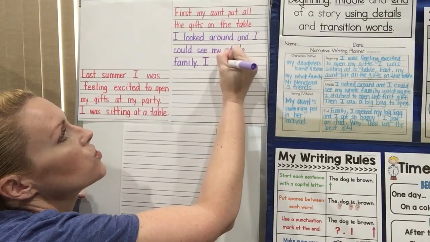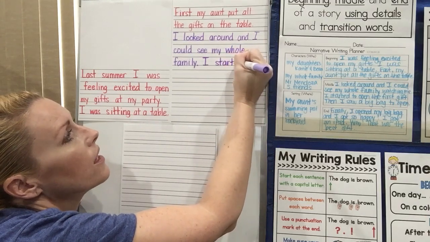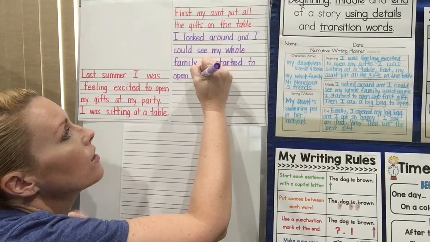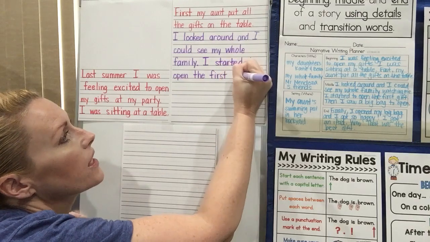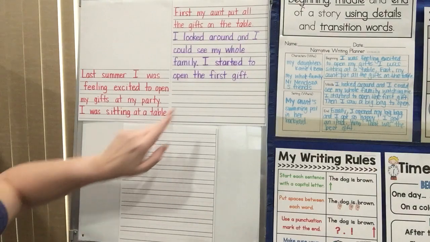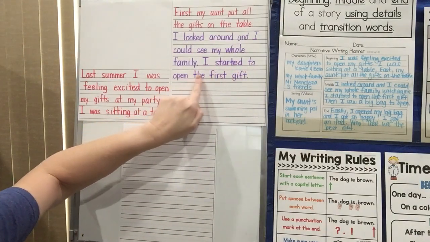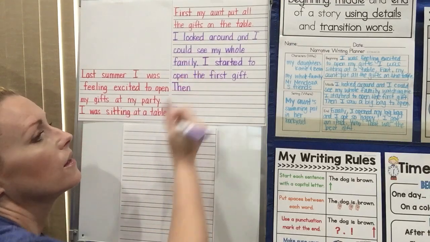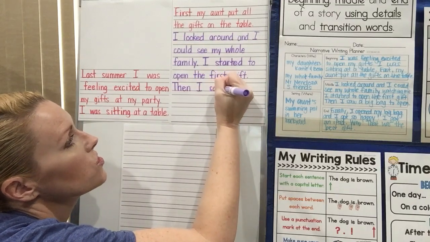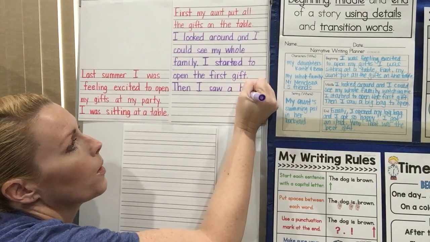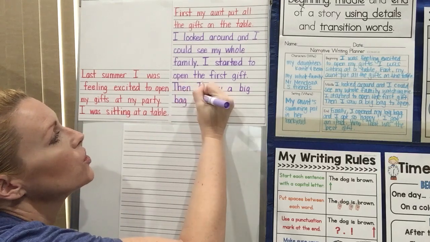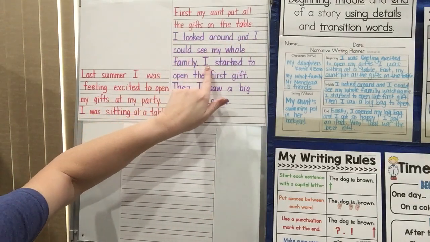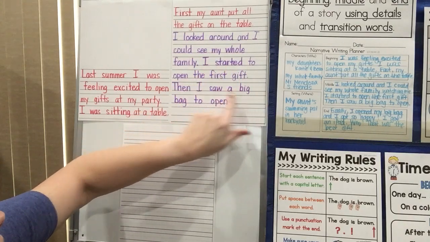I started to open the first gift. And I'm hoping that you're noticing that I'm putting spaces in between my words. So I started to open the first gift. Then, ooh, there's that other transition word telling us the sequence, the order of things. Then I saw a big bag to open. Period. And I'm going to go back. So I looked around and I could see my whole family. I started to open the first gift. Then I saw a big bag to open.